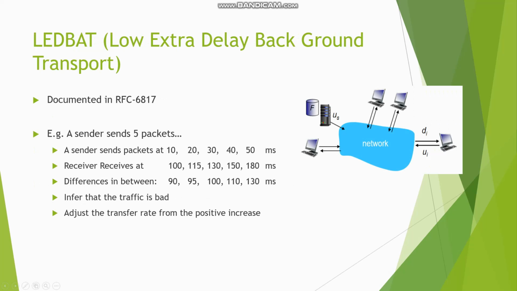The LEDBAT algorithm is documented in RFC 6817. It is based on monitoring the difference of timestamps between sending a packet and receiving a packet to determine the traffic condition. For example, if the sender sends 5 packets at 10, 20, 30, 40, 50 milliseconds, and the receiver receives at 100, 150, 130, 150, and 180 milliseconds, resulting in differences of 90, 95, 100, 110, and 130 milliseconds respectively, which is increasing. Thus, the algorithm will infer from this positive increase and adjust its transfer rate.